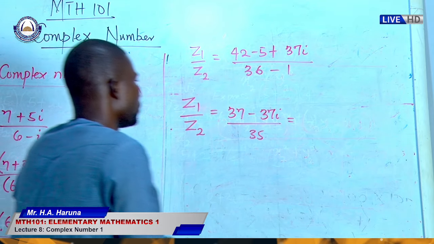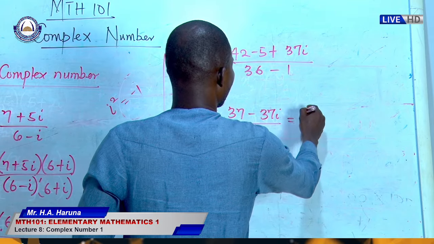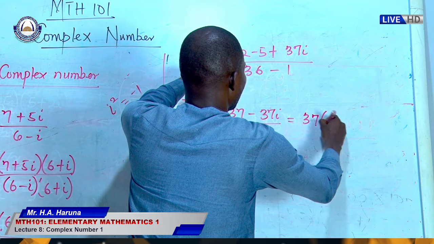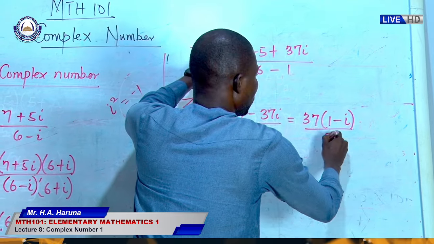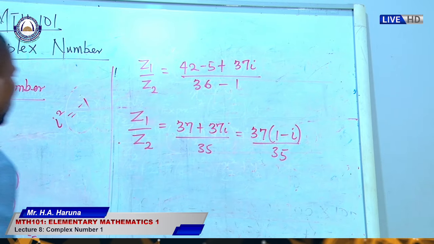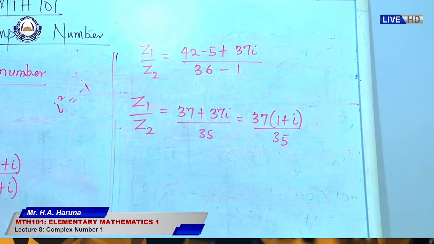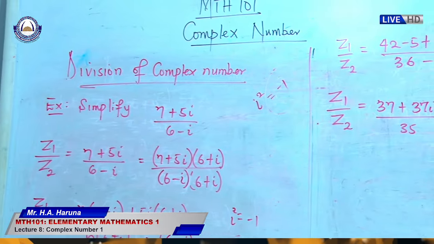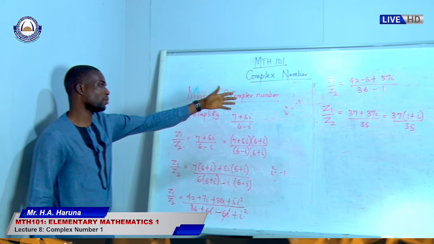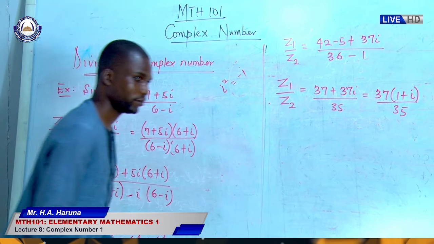You can still factorize this. So you have 37 into 1 minus i. Okay, it's plus. Thank you. Also, this one is plus. Thank you. So this is the correct solution. Now, when you simplify this, that is what you have. I believe this is clear enough for us to see. So division of complex numbers is direct and straightforward.